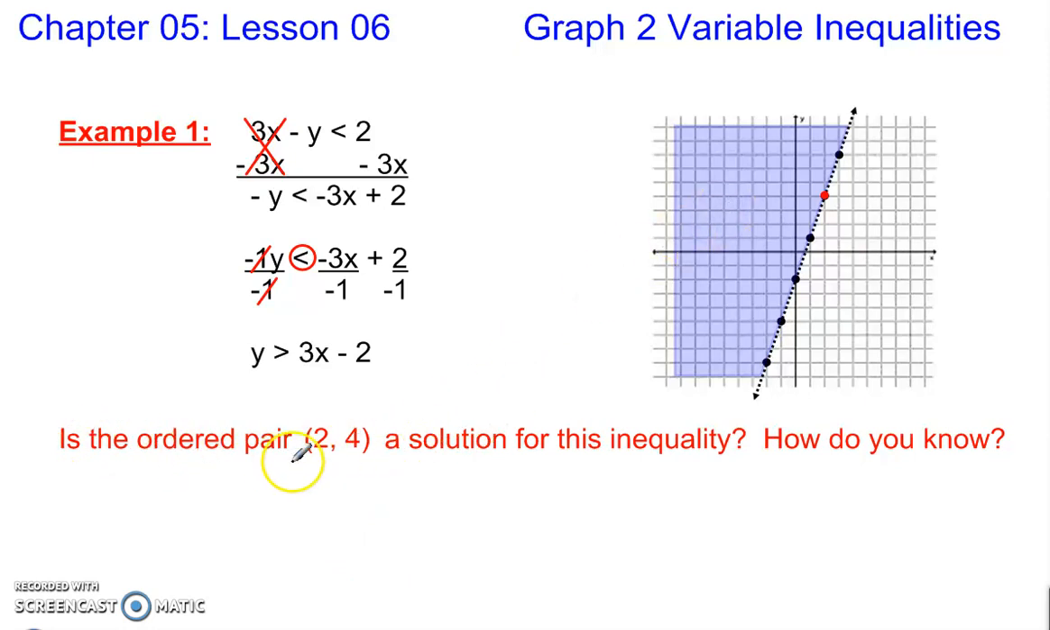Now in this case, this ordered pair is on the line, 2 and 4. Is that part of the solution? Well, we know that the line itself, when it's dotted, is not part of the solution. So any point on the line is not part of the solution. Again, we could plug that in here, say 4 is greater than 3 times 2 minus 2. We get 4 is greater than 4. Well, that's not true. So that point is not part of the solution.